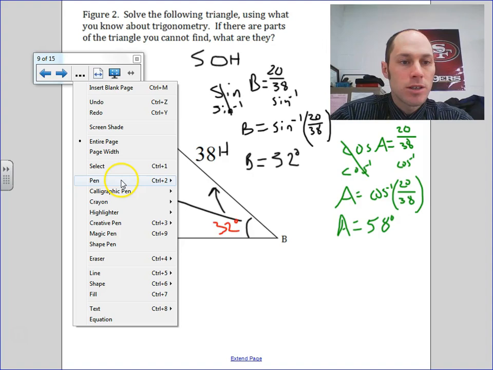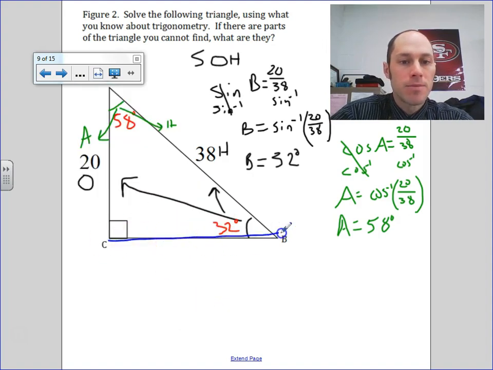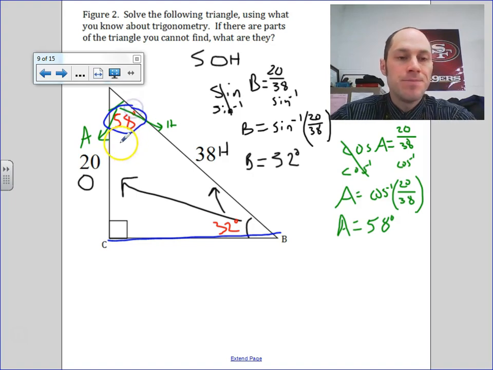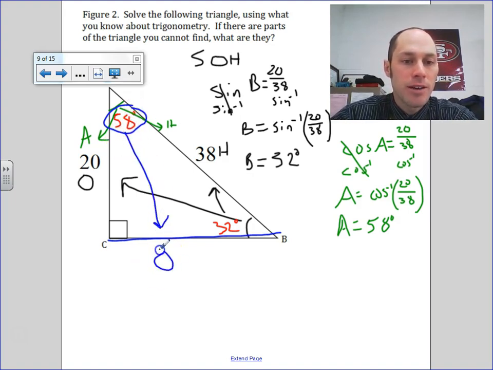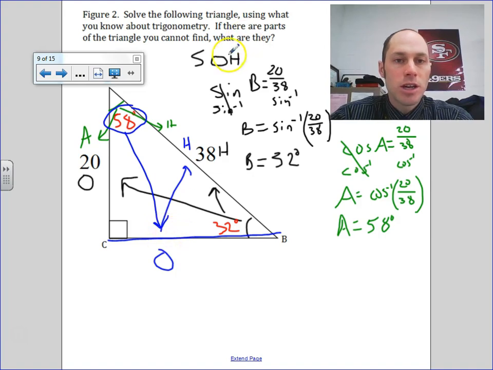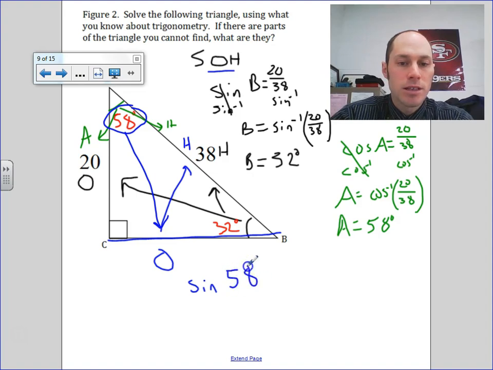So let's say we want to find this third side. Let's look at this angle here. This would be the opposite side from 58. And I'll use my hypotenuse. Since I have that side, I could also use this side as well, but I'll use hypotenuse. So OH, so sine of 58 degrees is equal to opposite, which I don't know, over hypotenuse, which is 38. So if I multiply by 38, 38 times the sine of 58 will give me O, my opposite side.